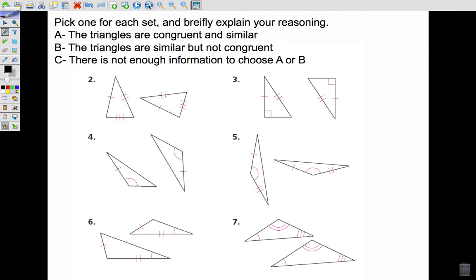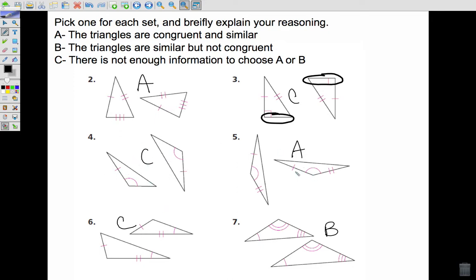Alrighty, so when you unpause, here are the answers. So 2 is going to be A, they are congruent and similar. My angles are the same, everything's the same here. Number 3, we're saying C, there's not enough information. It's not telling me anything about this side. It's not telling me anything about this side. So I don't know if it's A or B. I don't know about those sides, so I don't know if they're in proportion. Here, there are things I don't know about. All I know is one angle and one side are the same. I don't know anything else. That's why we're picking C again.